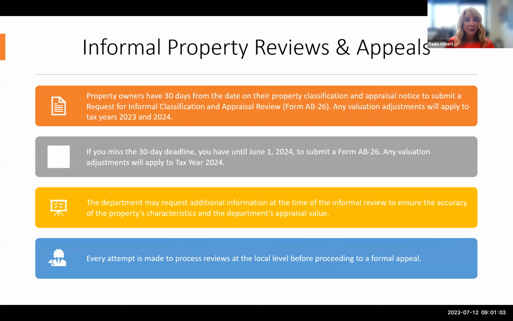We will then process your AB 26 form and send you a letter letting you know the findings of that appeal. If at that time you're unhappy with our findings, you have the option to appeal then to your county tax appeal board. You have 30 days, again, from the date on that letter to appeal to the CTAB. You will then go in front of your county tax appeal board and present your information as to why you believe that your value is incorrect. Again, you'll receive a notice from that board letting you know their decision. And if at that time you're still unhappy with the results, you then have the option to appeal to the Montana State Tax Appeal Board.